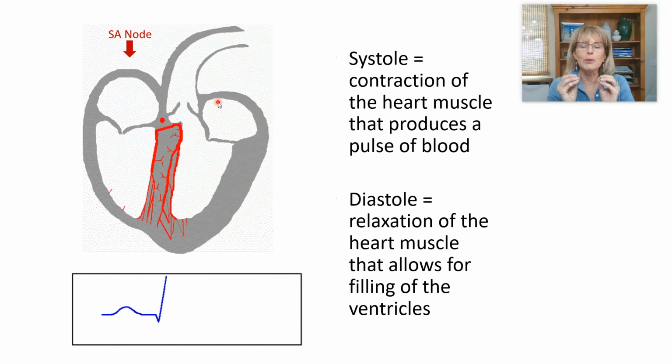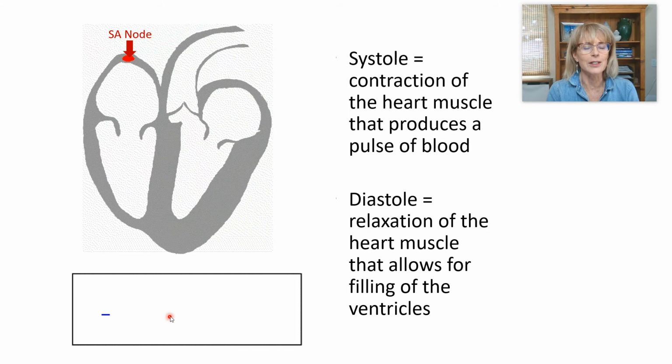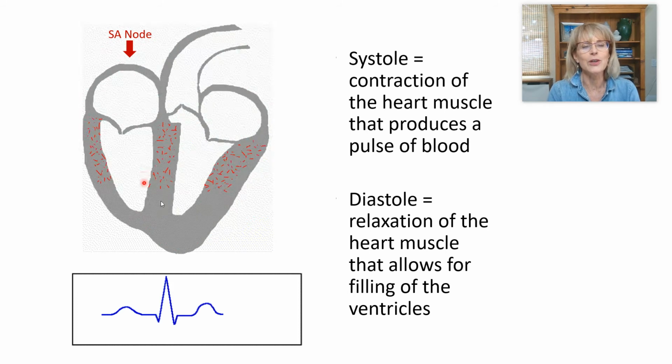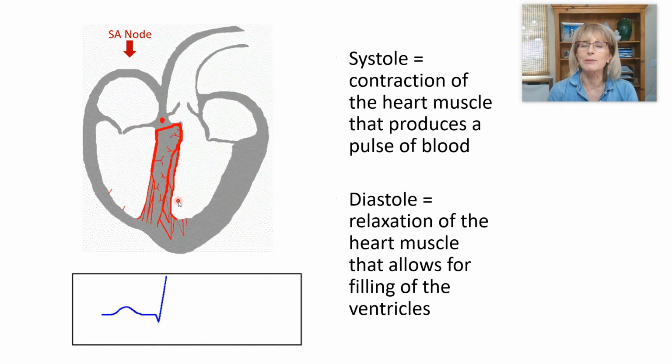The two smaller upper chambers of the heart are called the atria. And then when this gigantic spike happens, that is contraction of the ventricles of the heart. We'll be talking more about that.